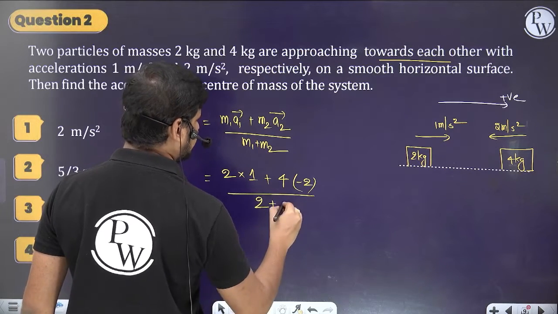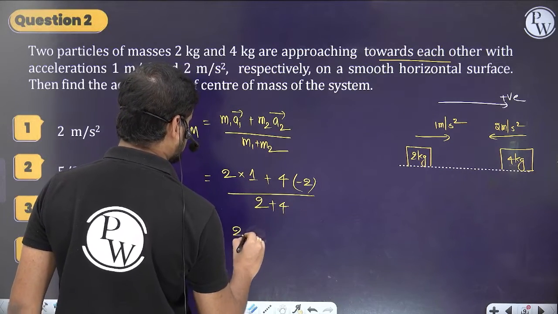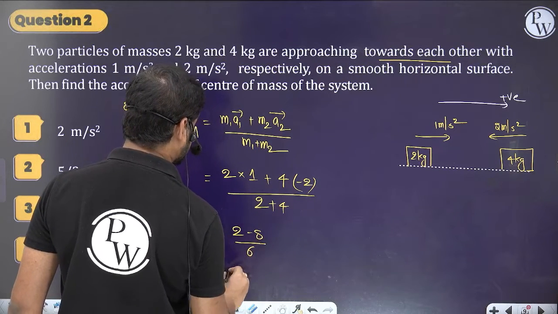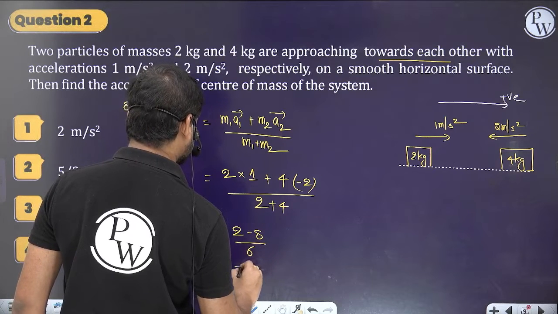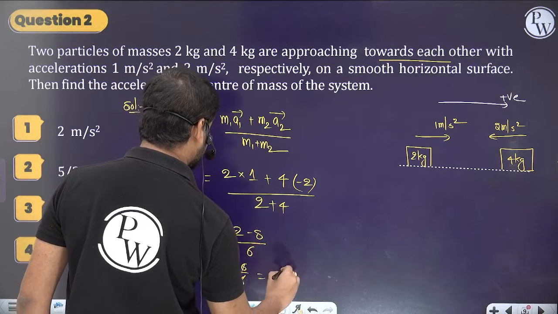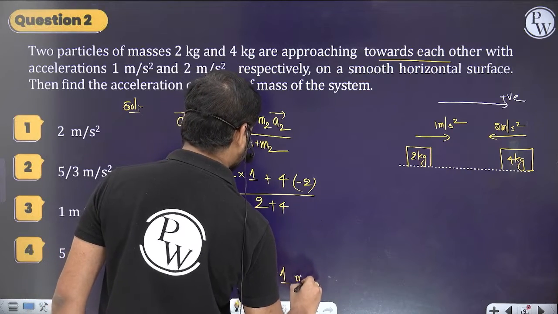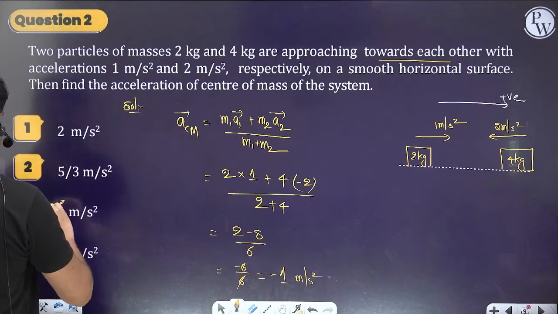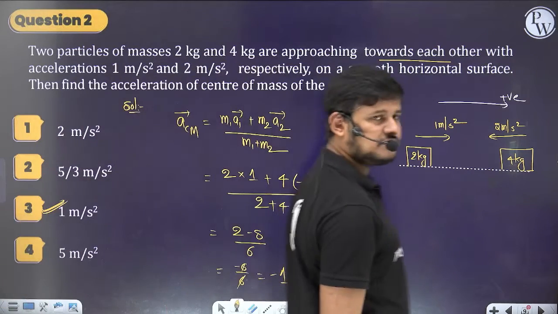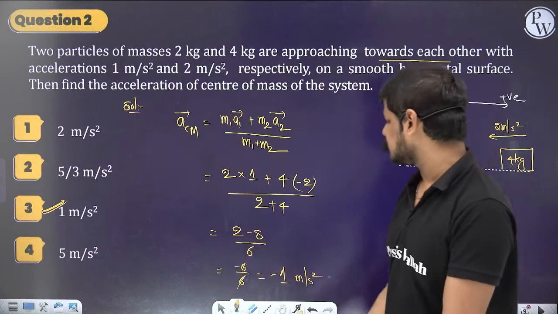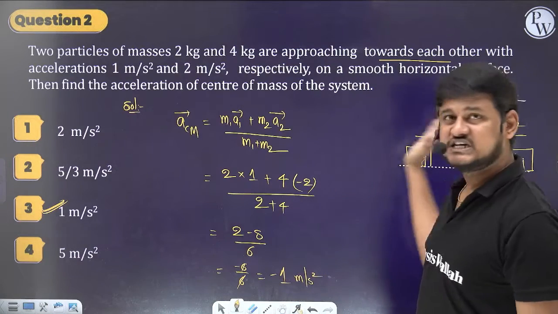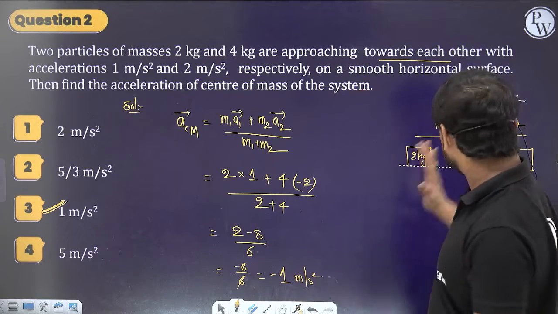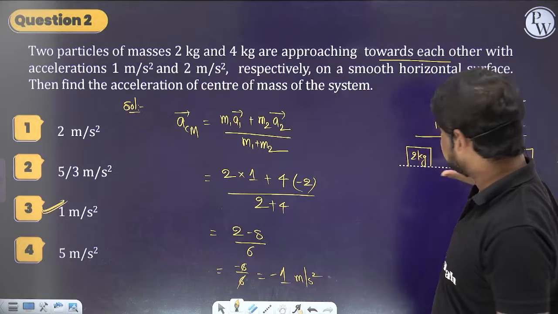By m1 plus m2. So what is the mass m1? 2 plus m2 4. So this comes out to be 2 minus 8, 4 into 2 is 8, by 6, which comes out to be minus 6 by 6, which is minus 1 meter per second square. So the net acceleration is minus 1 meter per second square. Just take the magnitude, since in the options they gave only the magnitude. So take 1 meter per second square. This minus indicates the center of mass acceleration is this side.